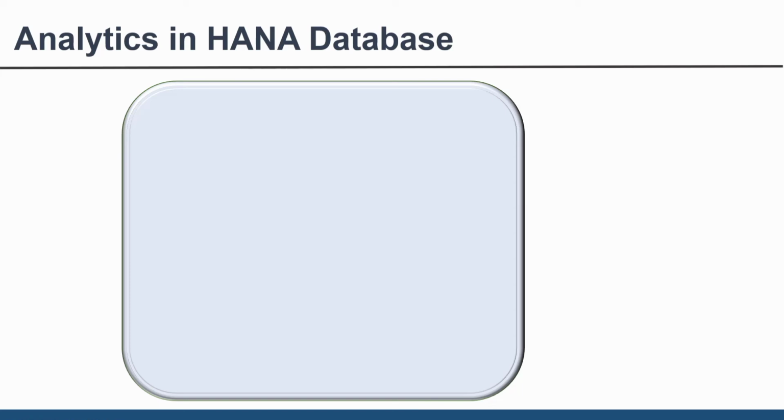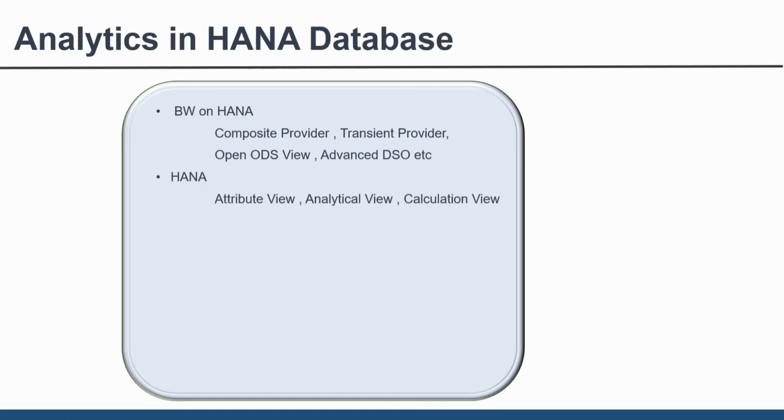Now you will see different analytic tools in HANA database. One is BW on HANA, which includes composite providers, transient providers, open ODS views, advanced DSOs, etc. In HANA, you can have different modeling views. You can create an attribute view, analytic view, or calculation view. However, as you know, since SPS 11 onwards, attribute and analytic views are outdated. Now you can only go for calculation views.